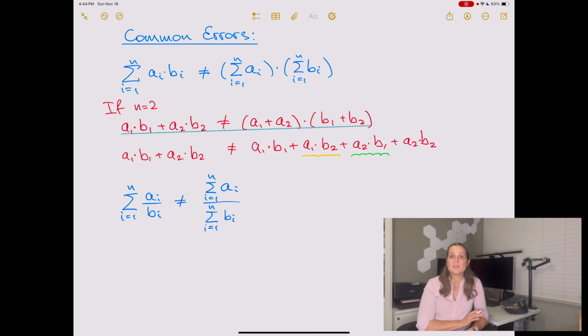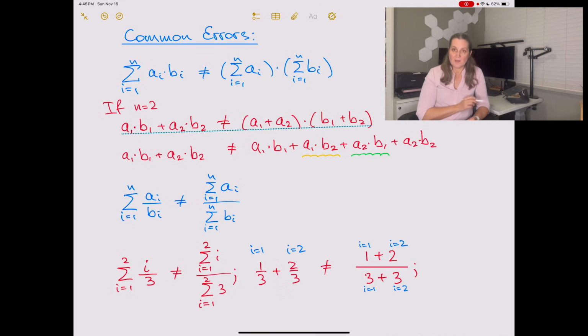A similar error comes from making an assumption that the sum of the quotient can be written as the quotient of the sums. Let's take a look at an example. What if we consider the sum where index i changes from 1 to 2 of the quotient i divided by 3? I want to show you that it's not the same as the sum of i's, where i is changing from 1 to 2, divided by the sum of 3's, where i is changing from 1 to 2. When i is equal to 1, i divided by 3 on the left side is equal to 1 divided by 3. i equal to 2 produces 2 divided by 3.